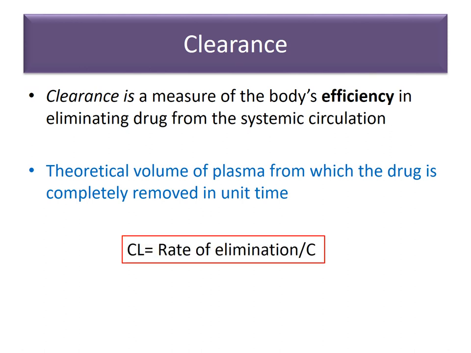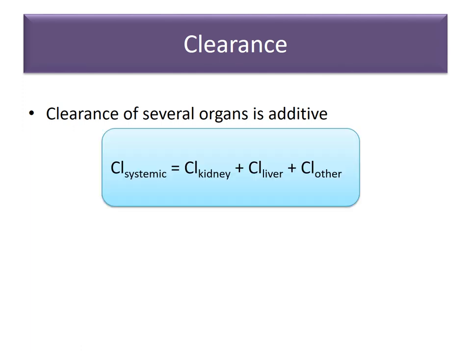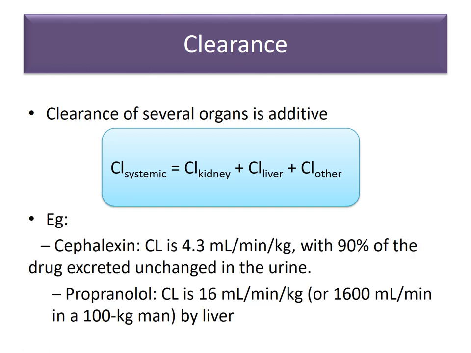Clearance is equal to rate of elimination divided by plasma concentration. The clearances of several organs are additive. So different organs have different clearance, and the final product will be an additive process of each organ. So the systemic clearance means clearance by kidney, clearance by liver, and clearance by other organs. So the total clearance will be the sum of the clearances of the separate organs.